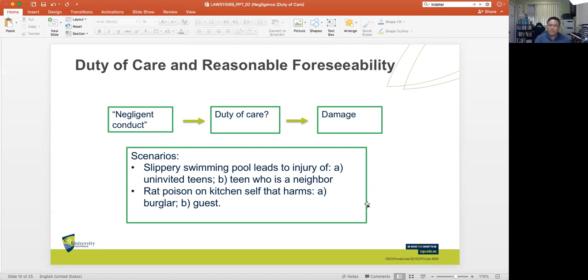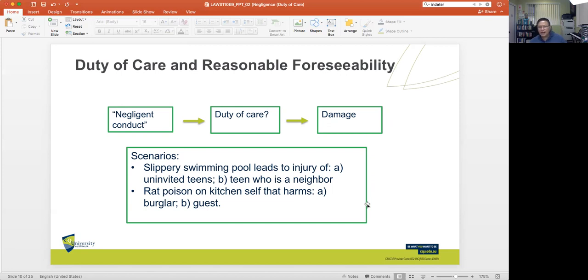So if you consider the failure of the house owner to make sure that the area around the pool is not slippery, then you might say that there seems to be negligent conduct. And obviously, it led to damage in the form of quadriplegia on the part of one of the uninvited teens. The question then is, would the house owner become liable for the tort of negligence?